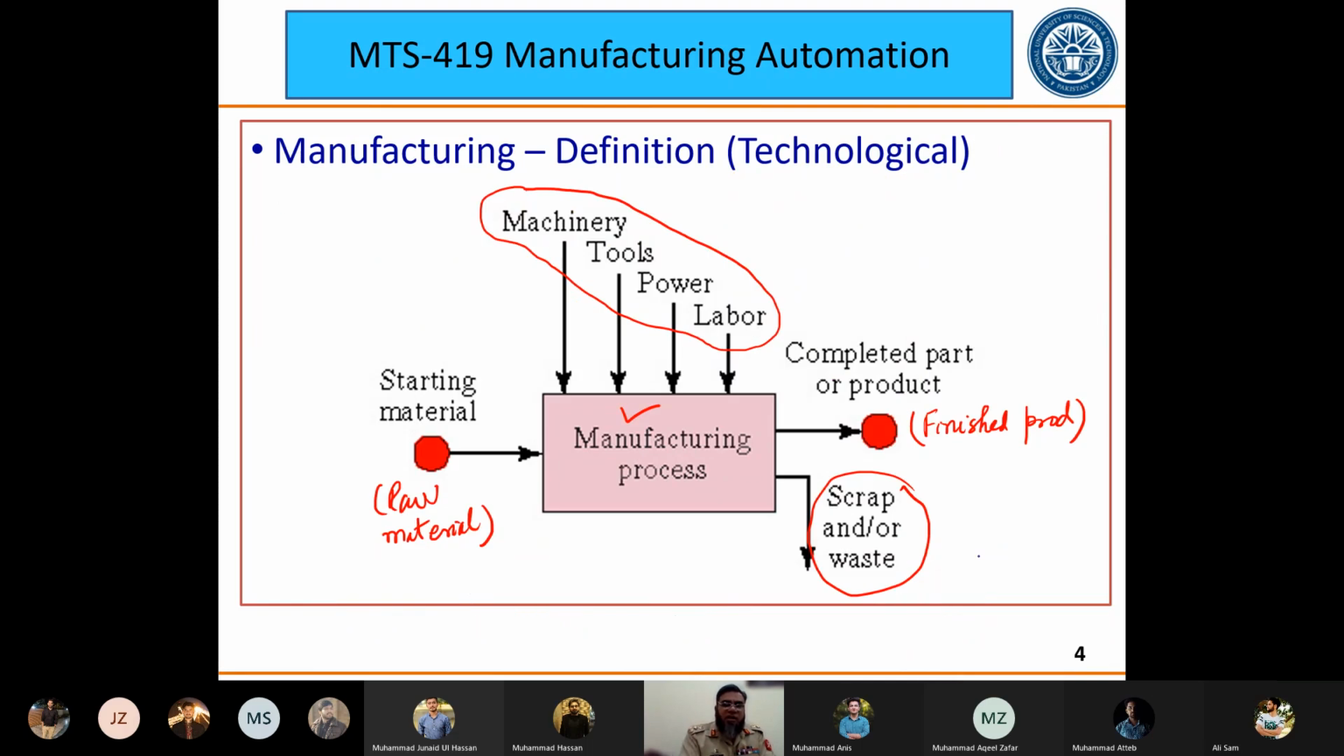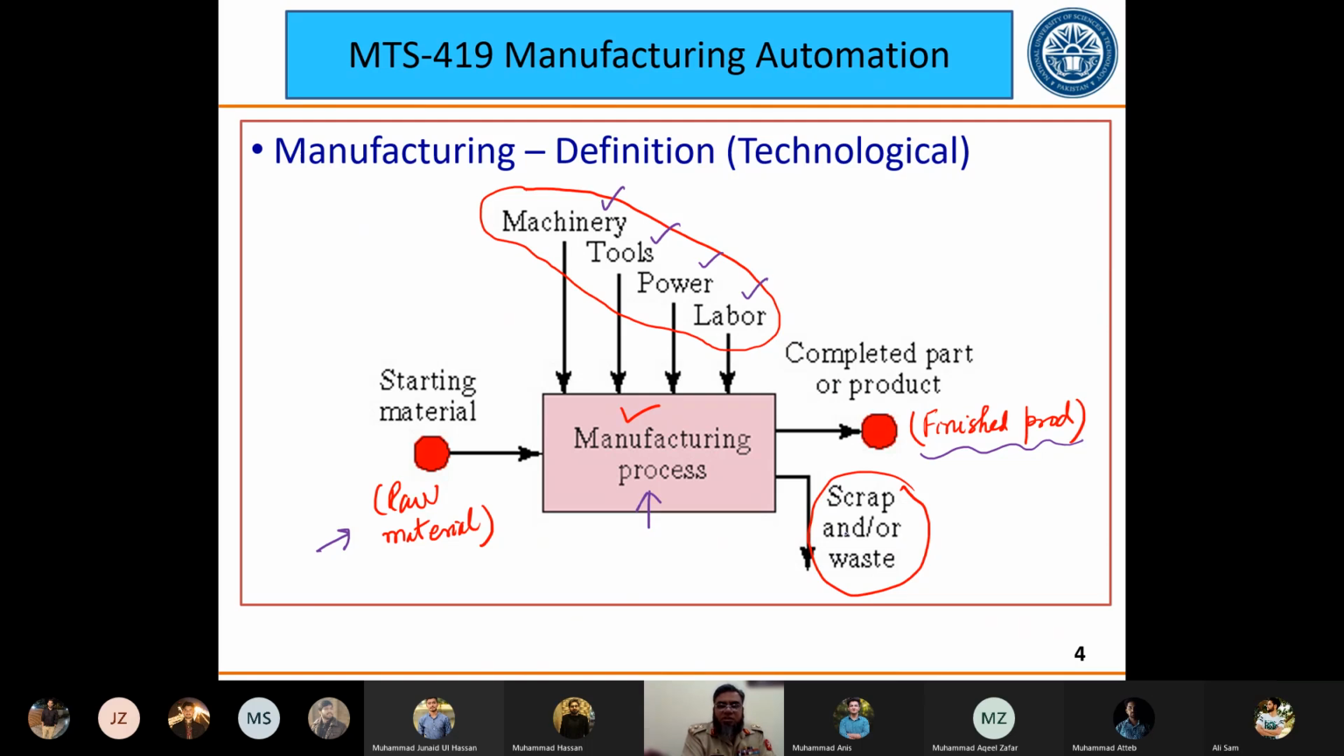Let us move forward. Whatever we have discussed in the last slide is shown here in the form of a figure. This is the raw material which is coming in. It goes through certain manufacturing processes, which are carried out with the help of machinery, tool, power, or labor, and then the complete part comes out in the form of a finished product, and some scrap or waste goes into waste, which does not form part of the finished product.